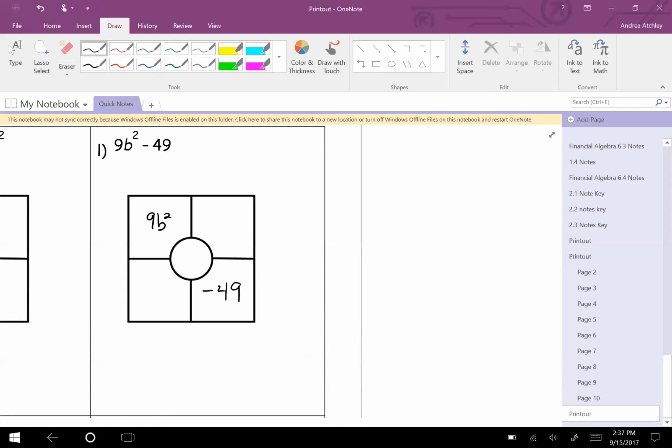When that happens, that means there's 0 of them. There's 0 b's. And we factor just like the way we've been factoring. 9b squared can be multiplied: 3b times 3b can get the 9b squared, and then 7 and 7 to get the 49.